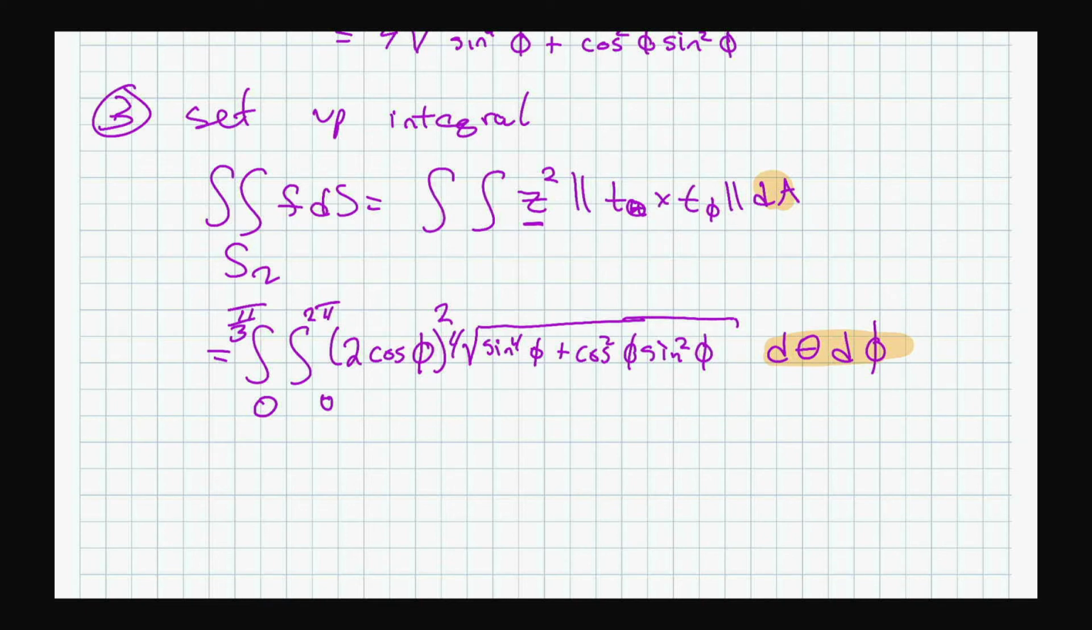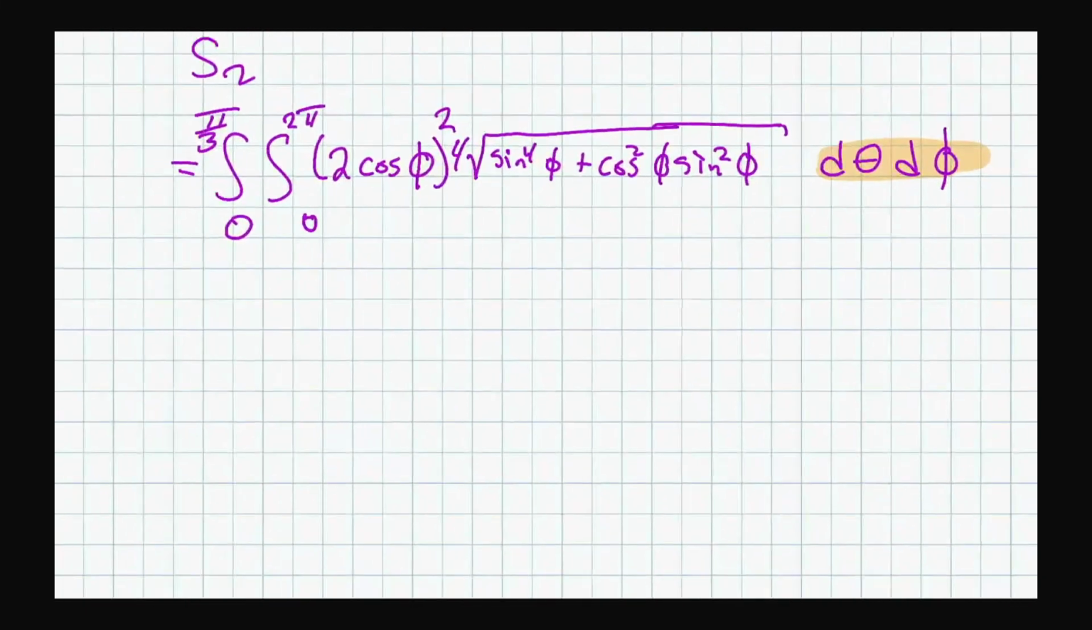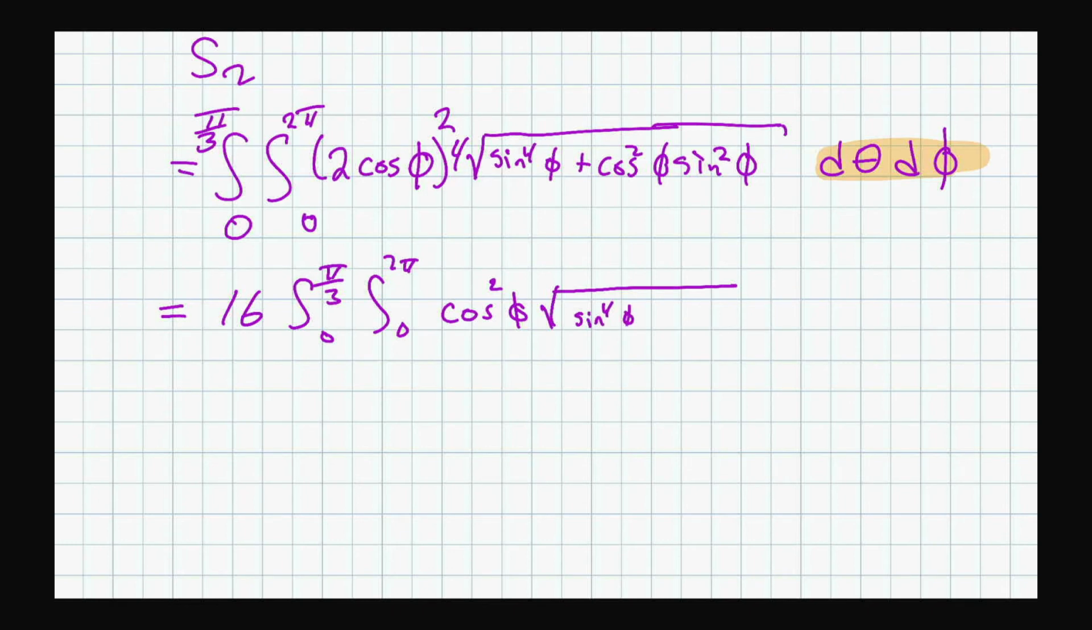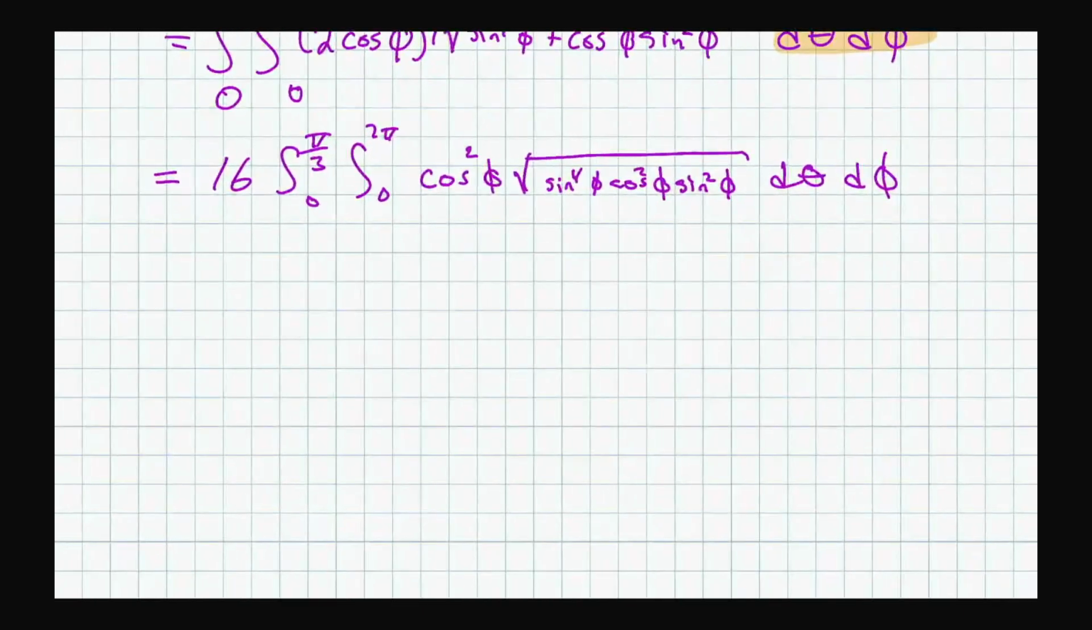Now we've got to integrate this. So a little bit of work here. I'm going to do a little bit by hand, not very much. 2 squared is 4, and 4 times 4 is 16. So we have 16 times the integral from 0 to pi over 3, 0 to 2 pi, of cosine squared phi times the square root of sine to the fourth phi plus cosine squared phi sine squared phi, d theta d phi. Now, we're going to do the theta integral first, and there are no thetas.